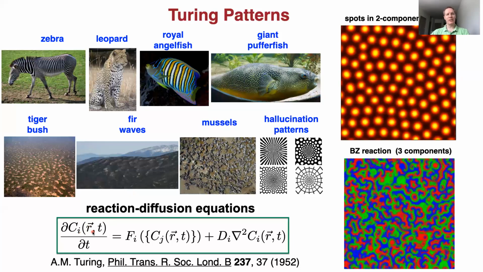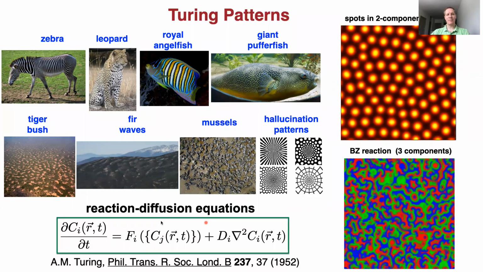described with reaction diffusion-like equations, where C_i would be the concentration field of molecule of type i at position r in space and time t. And then, if you have two components, i will be 1 or 2. If you have more than two components, then i will go from 1 to n, where n is the number of components. And then each concentration field will evolve in time like this, where you have two terms.